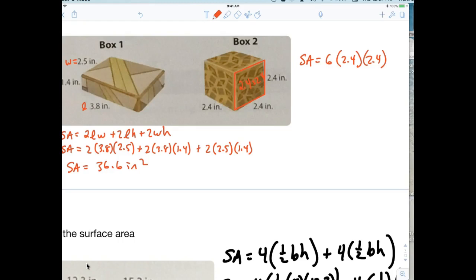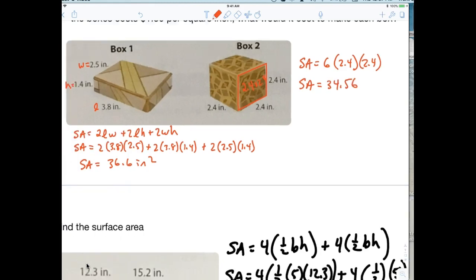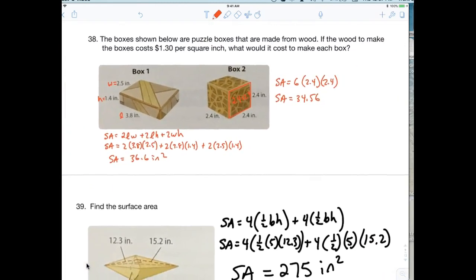Have you made the definition? No, I haven't made it yet. You'll be fine, though, trust me. But I think it's important that you just continue to write the formulas. All right? You're trying to memorize them. So somebody tell me what that surface area is. 34.56. So they're kind of close. Do you agree?